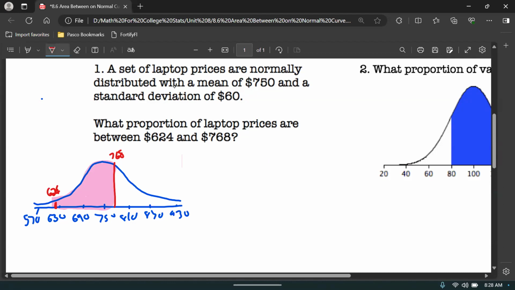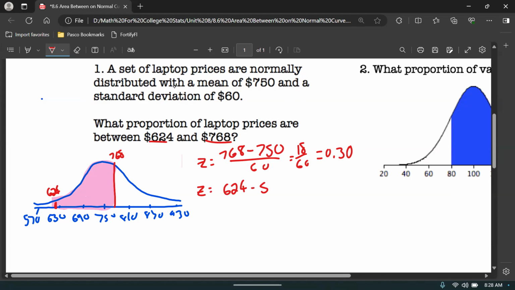I like to do this just reminding you of the z-score process real quick. So we want the z-score for each one of these values. z equals 768 minus the mean, 750, divided by the standard deviation, 60. This is going to be 18 over 60, and 18 divided by 60 is 0.3. So 0.30 if you want. And the z-score for 624: 624 minus the mean, 750, divided by 60. 624 minus 750 comes out to negative 126. Divide that by 60, and we have negative 2.1, or negative 2.10.